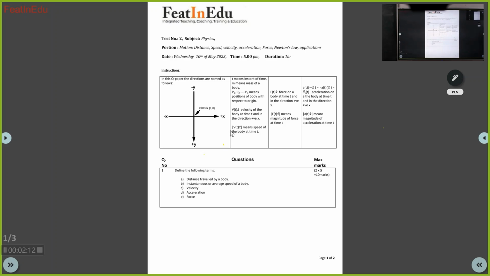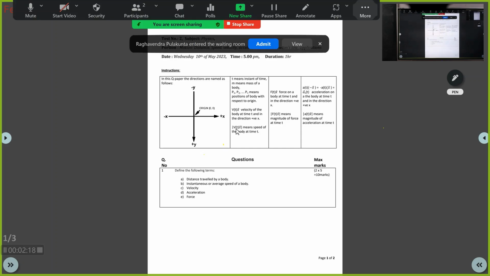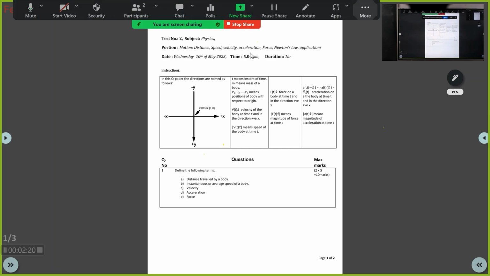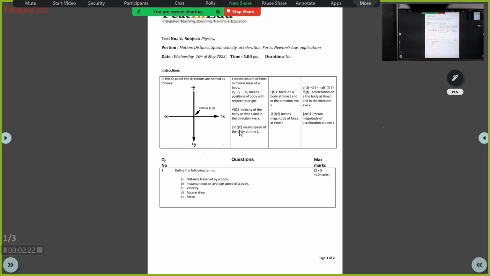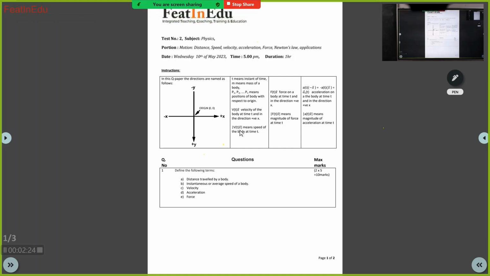So see here what I have done. I have put 2 lines, and in that I have written V of t x cap. Means this should be read as modulus of the velocity. See, V is the magnitude. In this case, it is speed. V of t means speed at time t. Multiplied by x cap, it means the speed is in x direction.